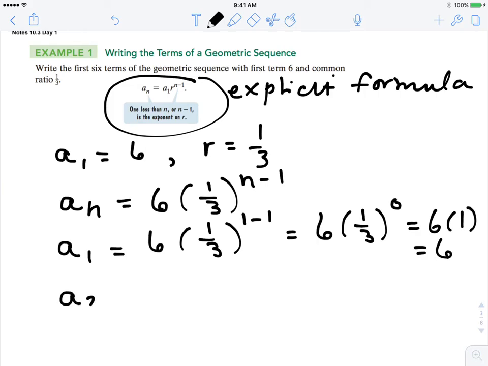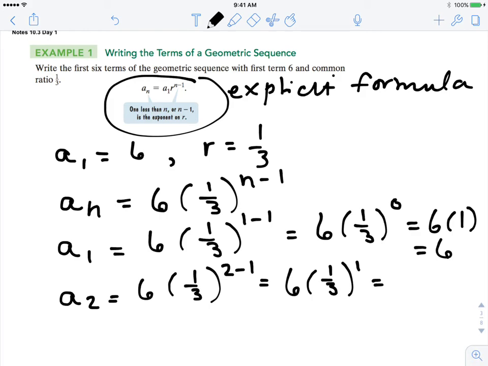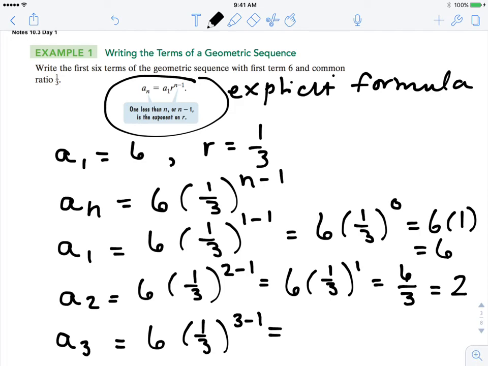Then you continue that, a sub 2. Substitute 2 in for n. Simplify the power. 2 minus 1 is 1. 6 times 1/3 is 6 divided by 3, which is 2. Then you continue with the next term. So to find term 3, substitute 3 in for n. Simplify the power. 3 minus 1 is 2.